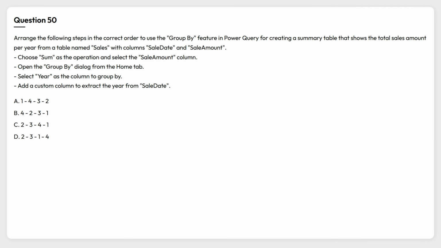Question number 50. Arrange the following steps in the correct order to use the Group By feature in Power Query for creating a summary table that shows the total sales amount per year from a table named Sales, with columns Sales Date and Sales Amount. One, choose Sum as the operation and select the Sales Amount column. Two, open the Group By dialog from the Home tab. Three, select Year as the column to group by. Four, add a custom column to extract the year from sales date.